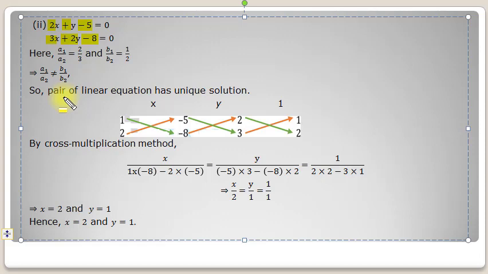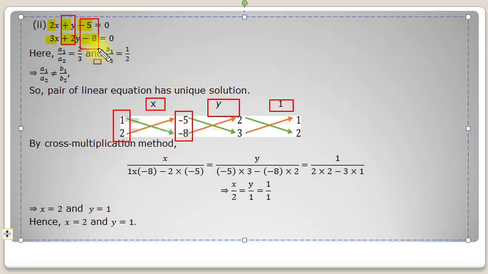So in the cross multiplication method, we have already studied how to solve a pair of linear equations by cross multiplication. If you don't want to remember the formula, we can write it in the form x, y, 1. Here we will write the coefficients of y, that is b1 and b2, and here the values of c1 and c2, which are the constant terms.